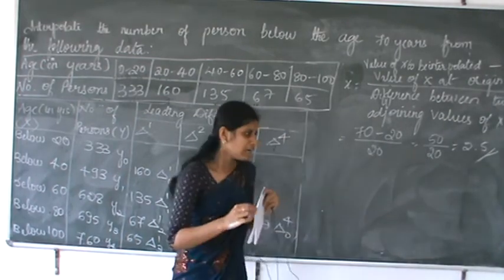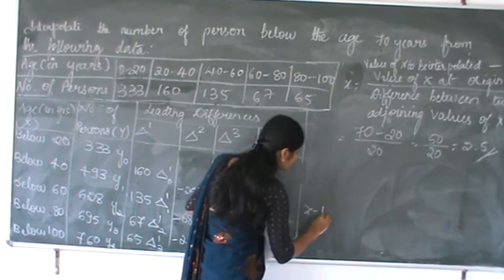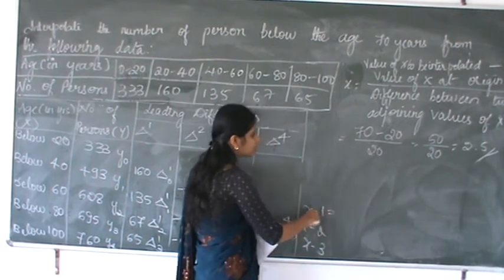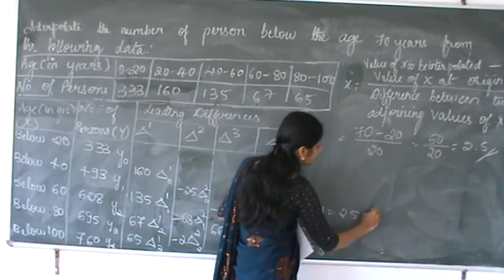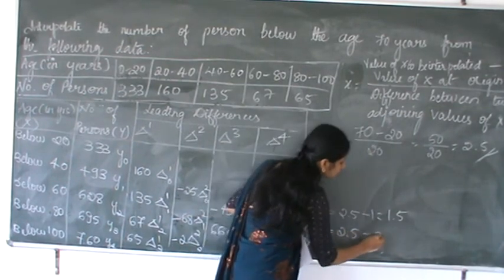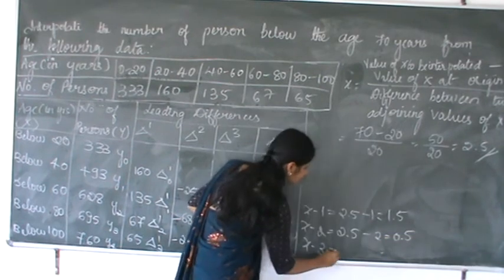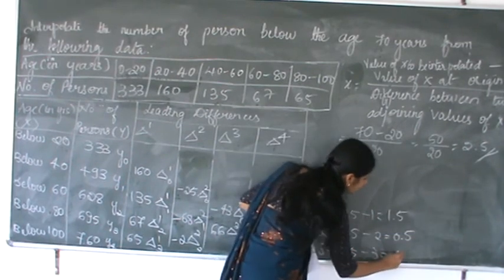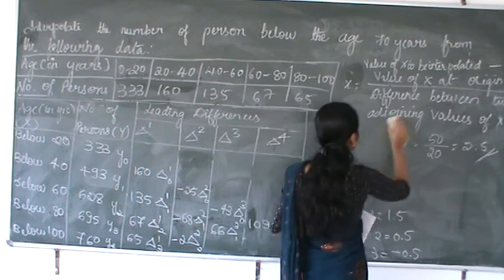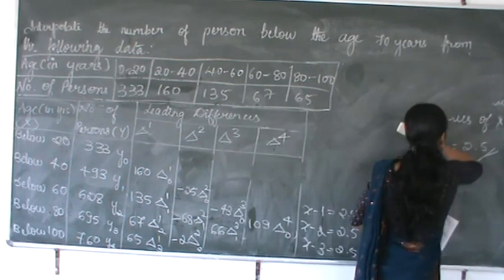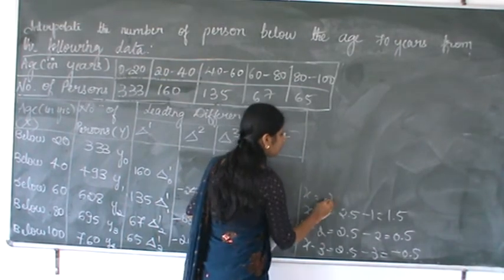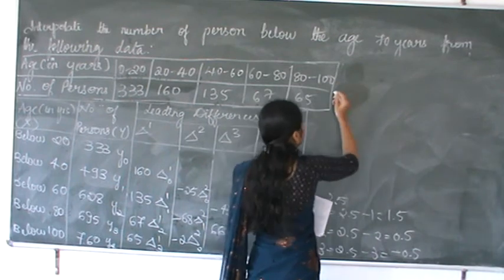Next, we need the values of x minus 1, x minus 2 and x minus 3. So x minus 1: 2.5 minus 1 is 1.5. Next, x minus 2: 2.5 minus 2 is 0.5. Next, x minus 3: 2.5 minus 3 is minus 0.5. Now apply the formula of yx. You know that x is equal to 2.5.